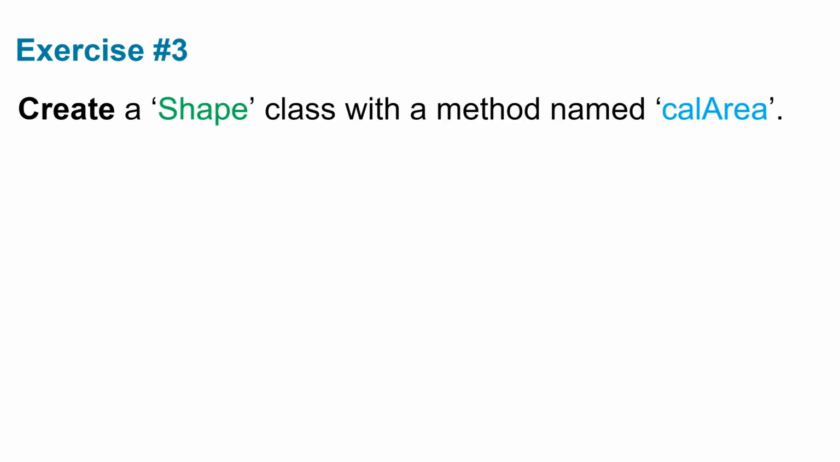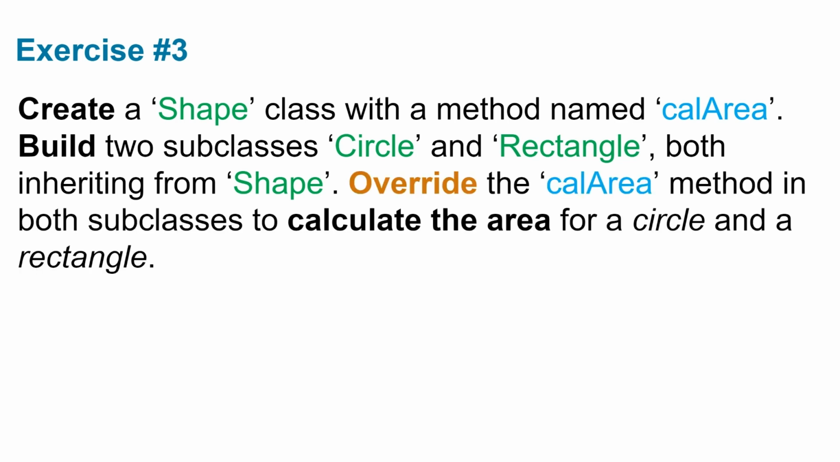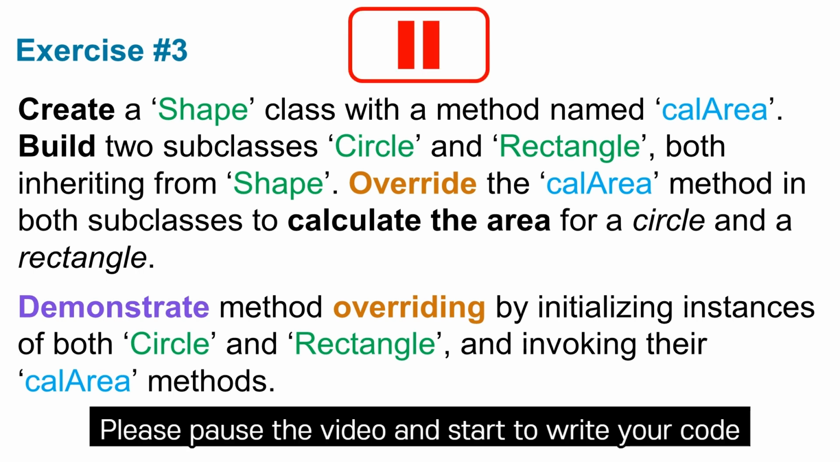Exercise number 3. Create a Shape class with a method named calArea. Build two subclasses, Circle and Rectangle, both inheriting from the Shape class. Override the calArea method in both subclasses to calculate the area for a circle and a rectangle. Demonstrate method overriding by initializing instances of both the Circle and Rectangle classes, and then invoking their calArea methods. Please pause the video and start to write your code.